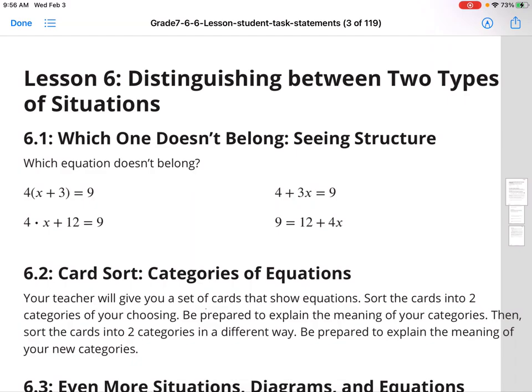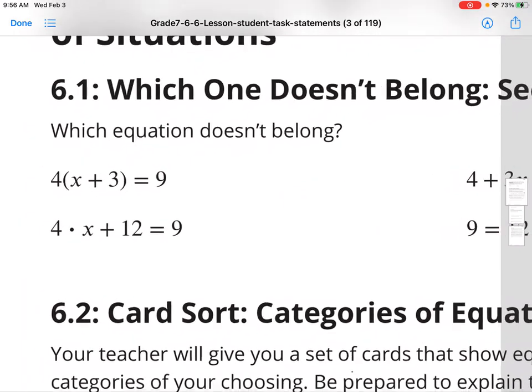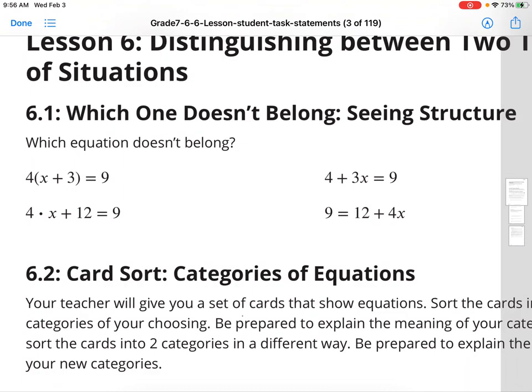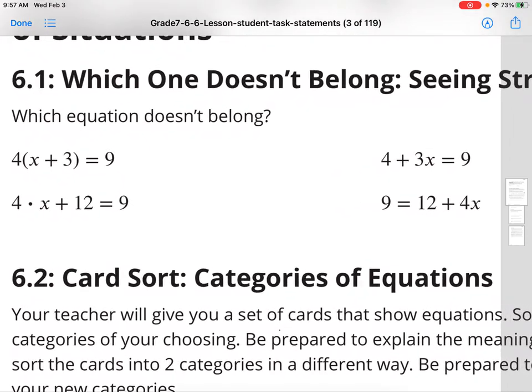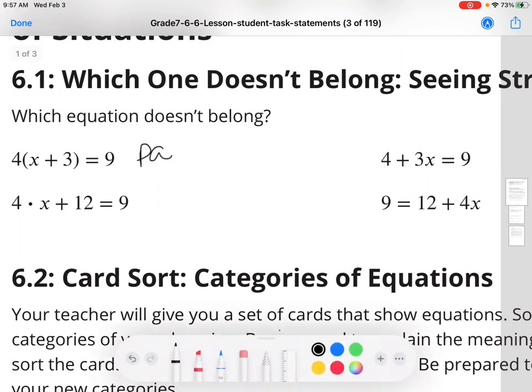Okay, so we have 4 times (x plus 3) equals 9. So when I compare it with the other 3 equations, one thing that I noticed was that it was the only equation with parentheses. So it's the only one with parentheses.